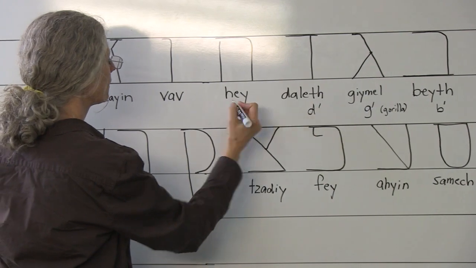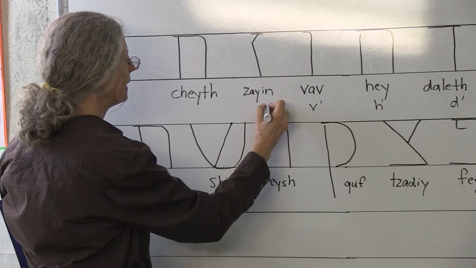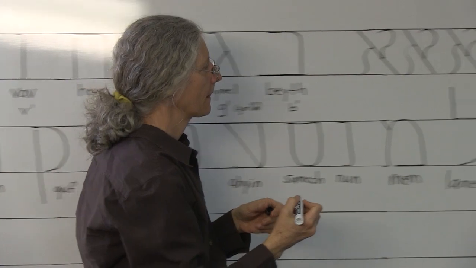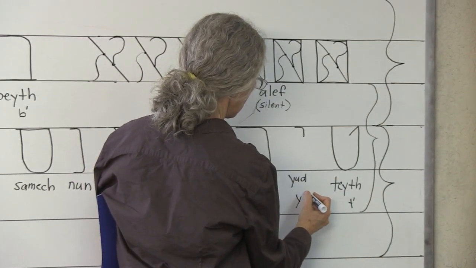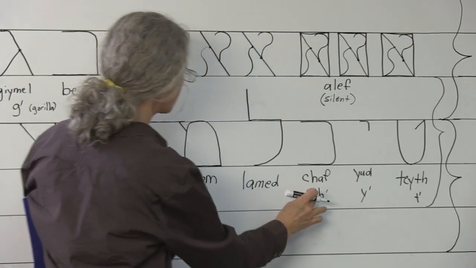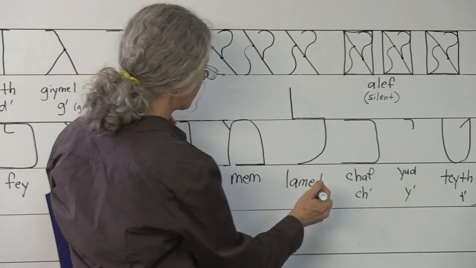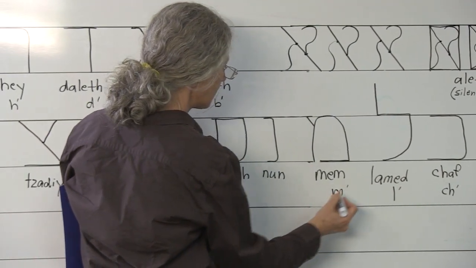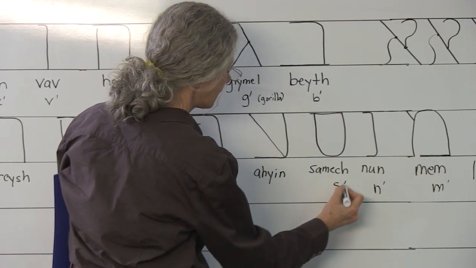Hey is H. Vav is V. Zayin, Z. Chet, Ch. Tet, T. Yud, Y. Chaf, Ch. So you can see there are two letters that have the Ch sound, the Chet and the Chaf. Same exact sound. Lamed, L. Mem, M. Nun, N. Samech, S.